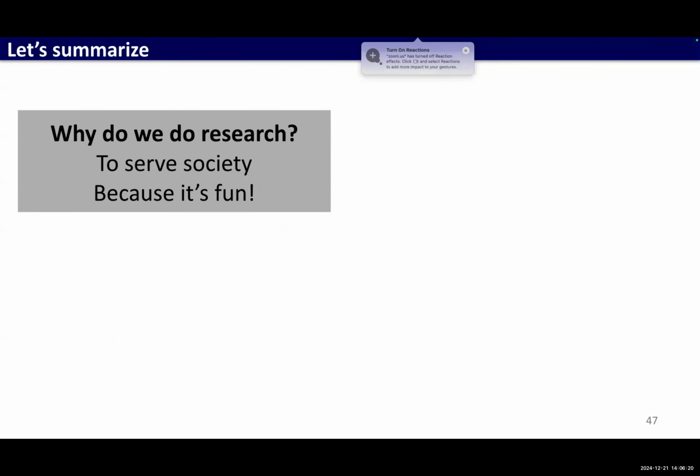Okay, so to end, the last slide: why do we do research? Well, to serve the society, but also because it's fun. And it's important to remember the fun part, because research can be really hard. You can work for many months on a project only to find out it doesn't work. You run an experiment and it failed. You can submit your research to a journal and get very negative reviews. So there's a lot of negative, difficult things that happen in research.